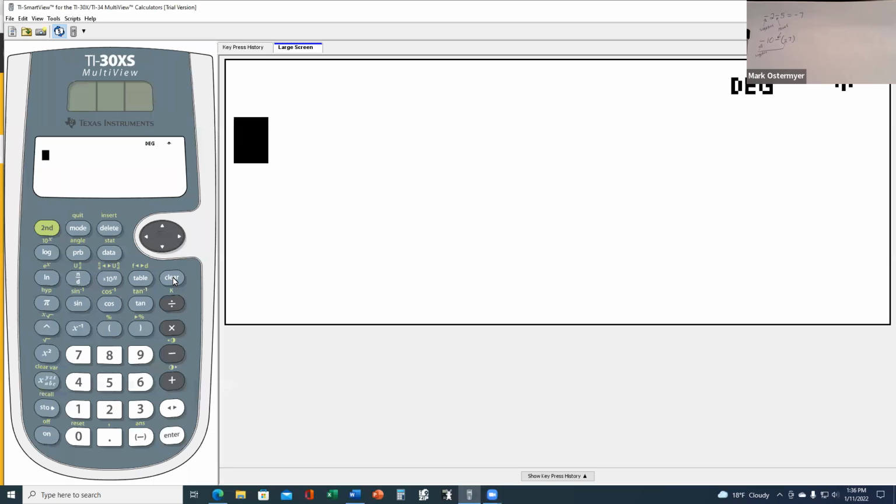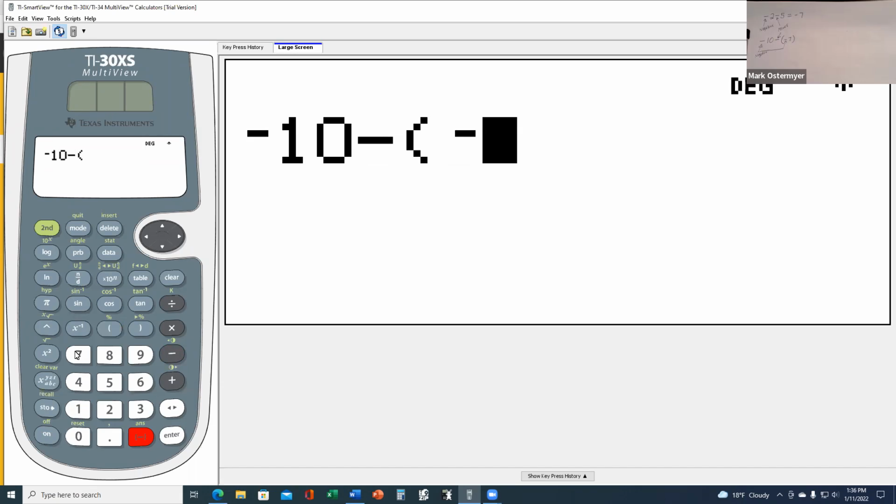So clear our screen. And we type in -10, so negative button first, and then type in 10. Negative 10, subtract or minus a negative 7. Now, you could enclose the negative 7 inside parentheses. This is your open parenthesis here, and then I'll type in negative 7, and then you have your closed parenthesis. Everybody see the open and closed parenthesis here? Open parentheses above the 8 key, closed parentheses above the 9 key.